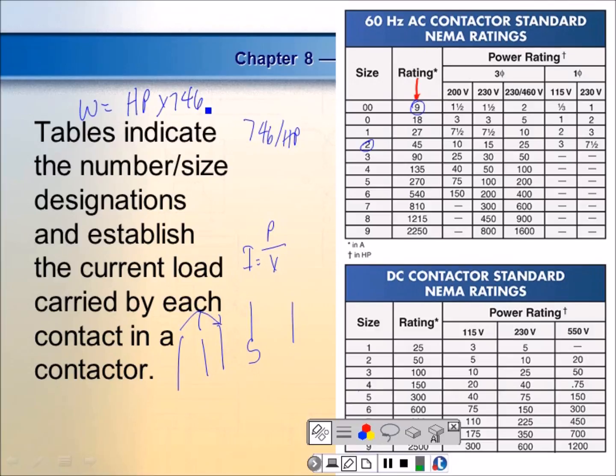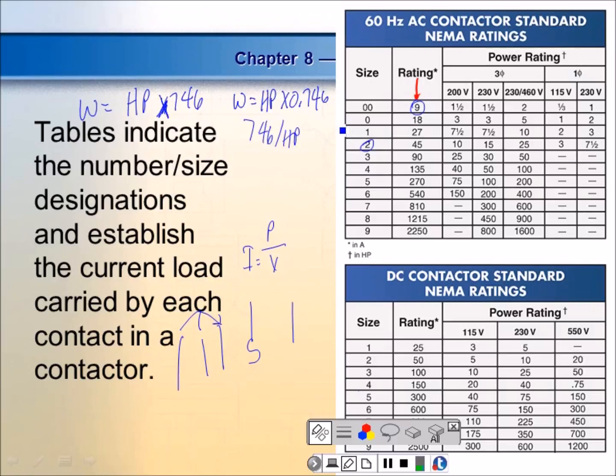Now most of your big motors are rated in kilowatts. So the actual formula: I would take horsepower times 746, and then divide that by 1,000 to get kilowatts, right? But books don't teach that. They teach watts equals horsepower times 0.746. What they've done is they've already divided the 746 by 1,000. You understand?